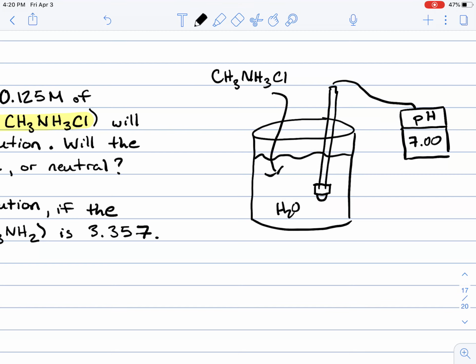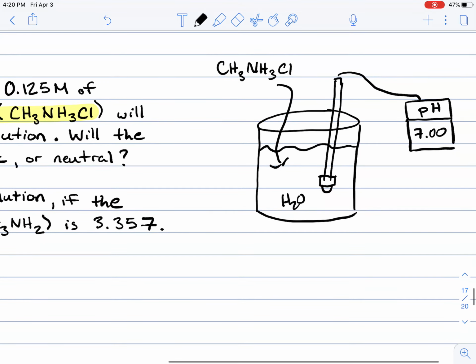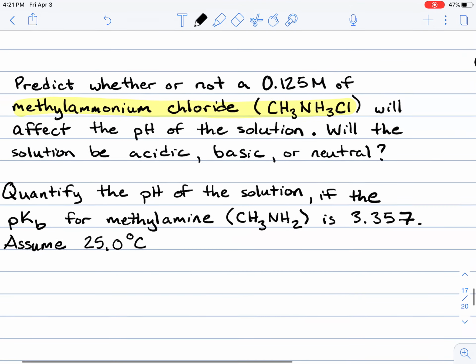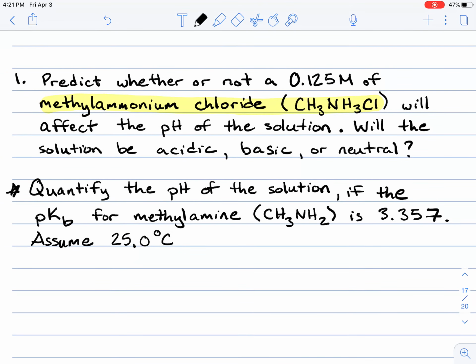Now, when we put this compound in water, what's going to happen is that the ions are going to separate. This is a more complex ionic compound than you guys are used to working with, right? There's a whole bunch of elements. And so how do you know which one's the cation, which one's the anion? You can derive that from the name.